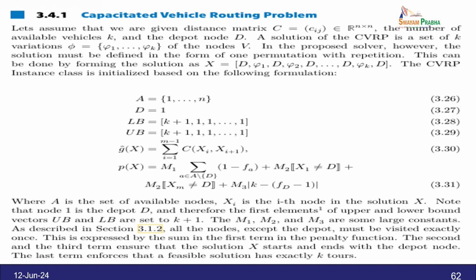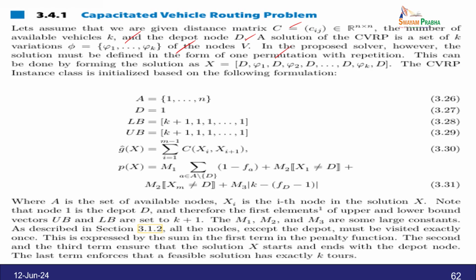Capacitated vehicle routing problem. Let us assume that we are given the distance matrix C equal to Cij, the number of available vehicles k, and the depot node d. The solution of CVRP is a set of permutations phi equal to phi1, phi2 and so on up to phi k of the nodes V. It is a proposed solver, however, the solution must be defined in the form of one permutation with repetition. This can be done by x equal to d, phi1, d, phi2, and so on, d, phi k, d.